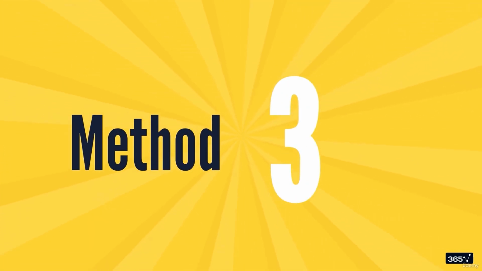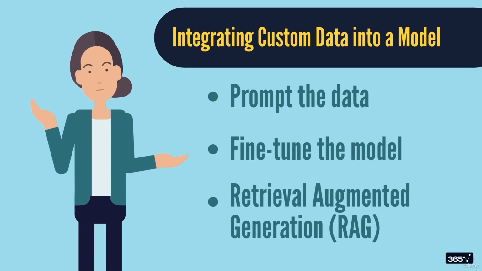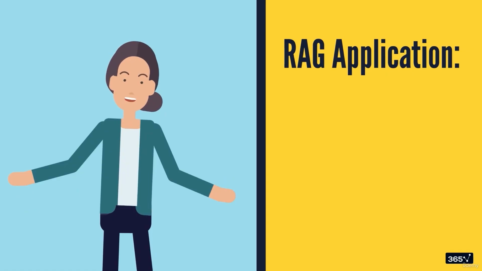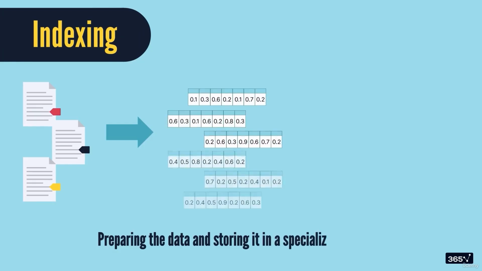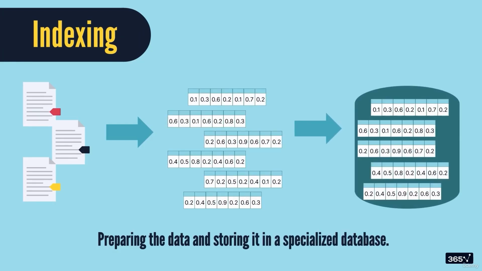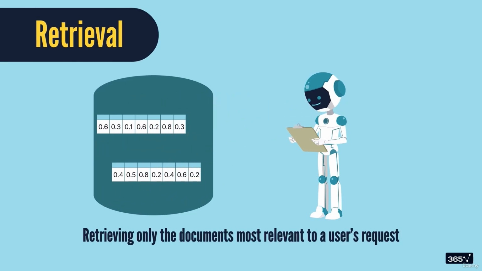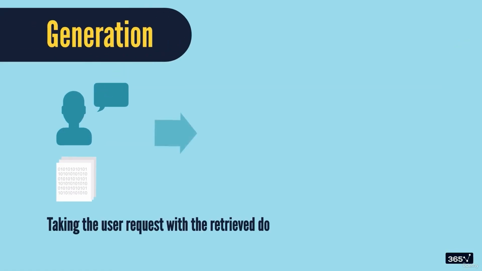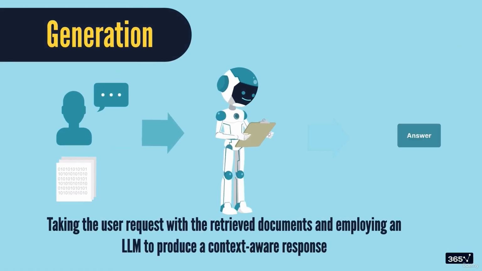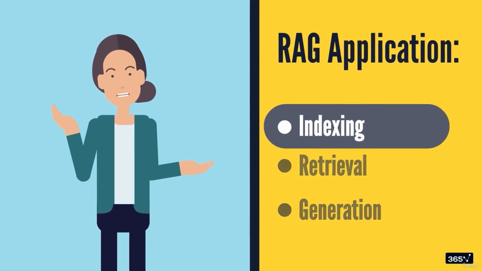In this section, we'll study the third method of combining LLMs with custom data: Retrieval Augmented Generation. Let's begin. A RAG application typically consists of 3 major parts. Indexing, preparing the data and storing it in a specialized database. Retrieval, retrieving only the documents most relevant to a user's request. And generation, taking the user request with the retrieved documents and employing an LLM to produce a context-aware response. Let's examine these components individually.